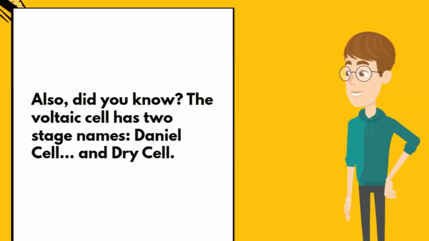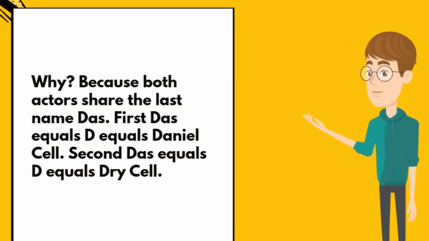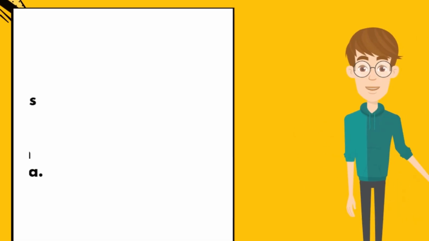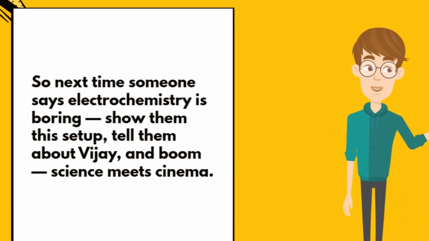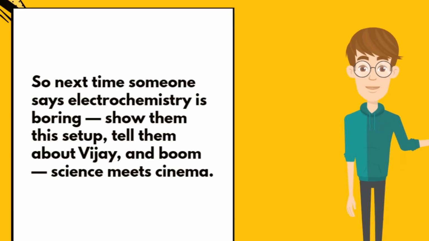Also, did you know? The Voltaic cell has two stage names: Daniel cell and dry cell. Why? Because both actors share the last name Das. First Das equals D equals Daniel cell. Second Das equals D equals dry cell. So next time someone says electrochemistry is boring, show them this setup, tell them about Vijay, and boom, science meets cinema.